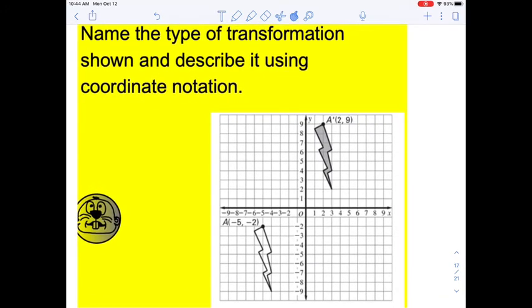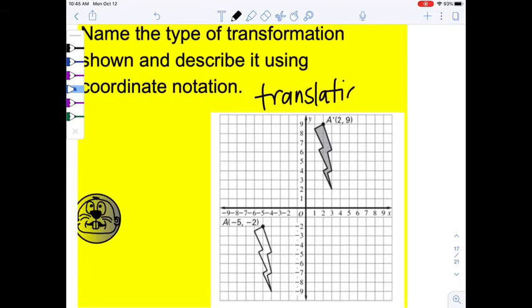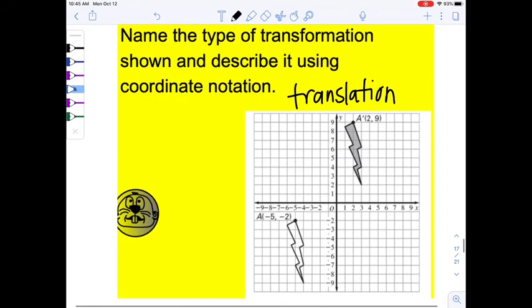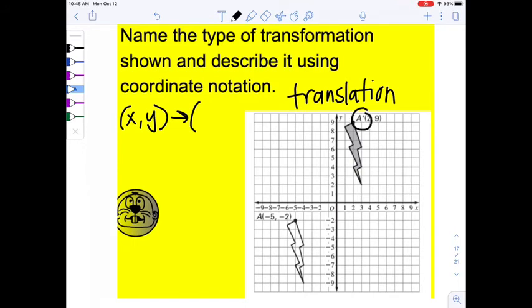So this one says, name the type of transformation shown and describe it using coordinate notation. So in this transformation, we're taking it from one place and we're sliding it to another. When we slide from one to another, that's called a translation. And then our coordinate notation, we start with x, y. And then, so our image is the one with the prime mark.